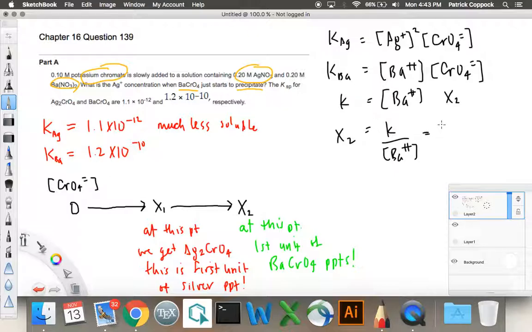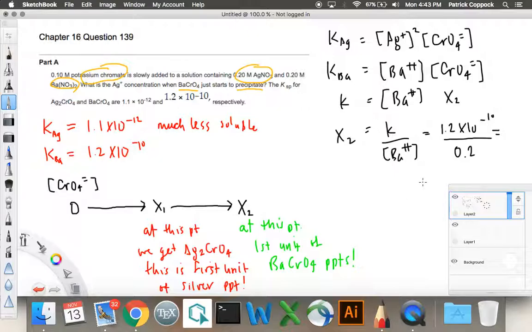Okay, let me suppose that you did that. This is K of the barium, so it's 1.2 times 10 to the minus 10 over the concentration of barium, which is 0.2. Agreed? And I don't have that calculated yet, but I'm about to. I should pause it myself, perhaps. 1.2 times 10 to the minus 10 divided by 0.2 equals 6 times 10 to the negative 10.